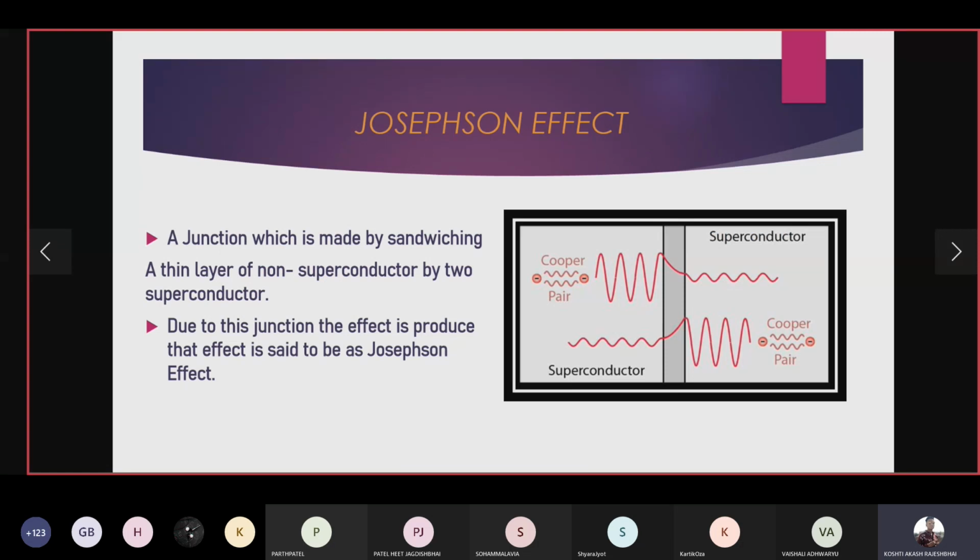Josephson effect: a junction is made by sandwiching a thin layer of non-superconductor between two superconductors. Due to this junction, an effect is produced, which is called the Josephson effect. In this effect, Cooper pairs are also present, and you can see this. On both sides there are two superconductors, and in the middle the junction is made with the non-superconductor.